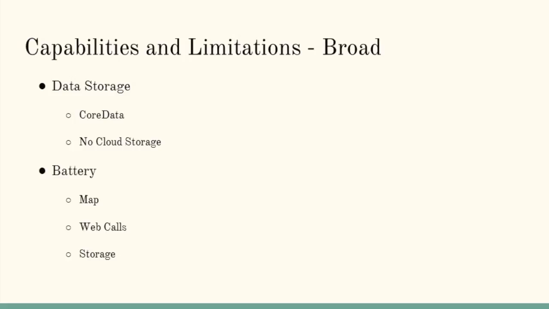I should also be saving battery life as well with how my app works. My map only loads when going to the food detail view controller. The web call only runs when going to the nutritional view controller. Also, since my data storage is with core data and not through cloud storage, less battery power should be used in the accessing, editing, and deleting of the data.